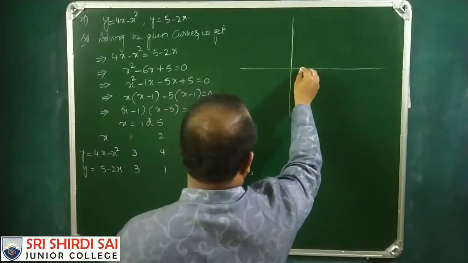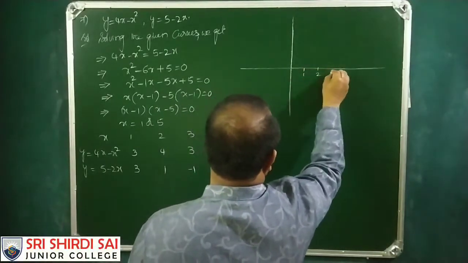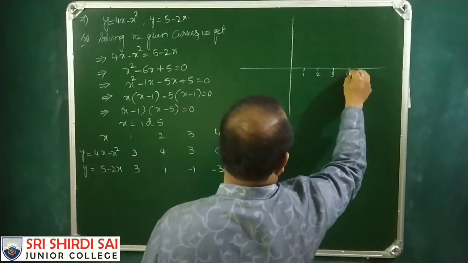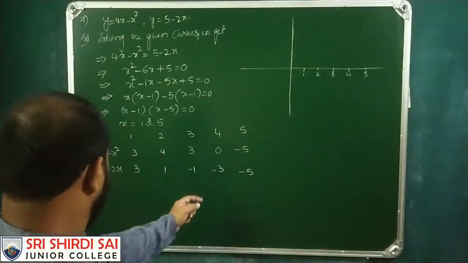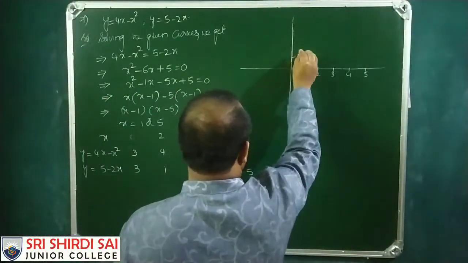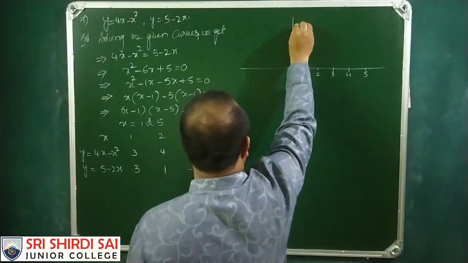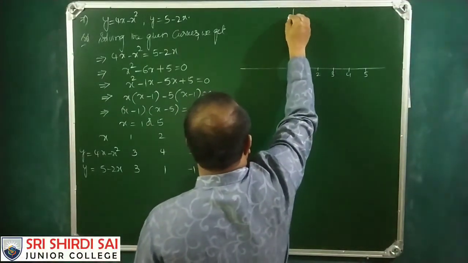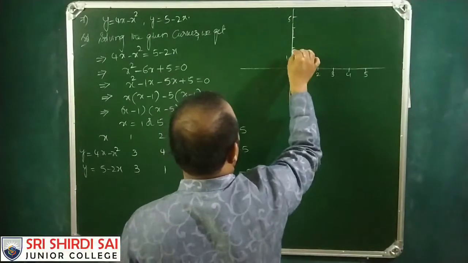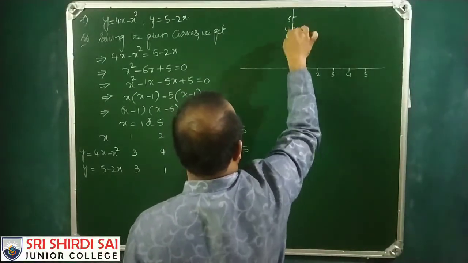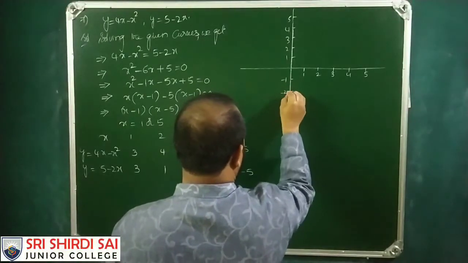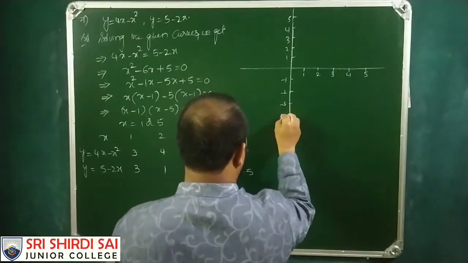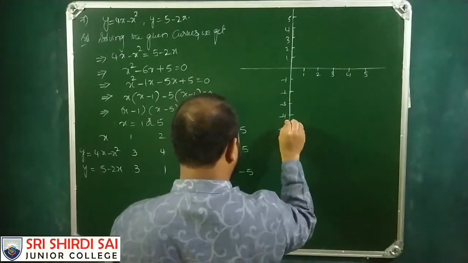Now this is 1, 2, 3, 4 and 5. Here, this is 1, 2, 3, 4 and this is 5. 1, 2, 3, 4, 5. This is minus 1, minus 2, minus 3, minus 4, minus 5.